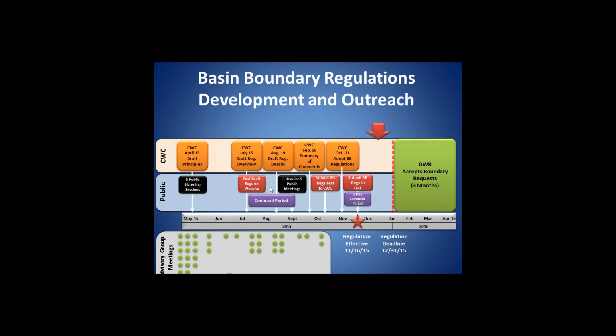Recognizing that there's a very strict timeline to get these modifications implemented to comply with the general process of SGMA, the department felt it necessary to really expedite this process, and we pushed as hard as we could. The final regulations were adopted by the California Water Commission in October, and were finally approved and instituted by the Office of Administrative Law on November 16th.